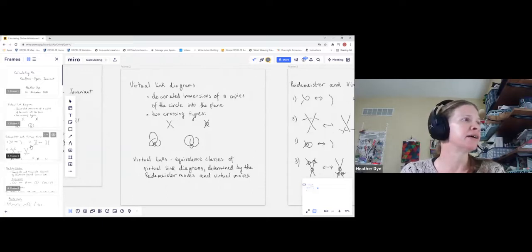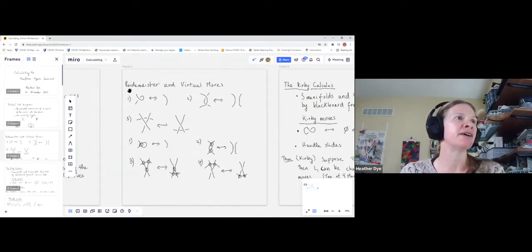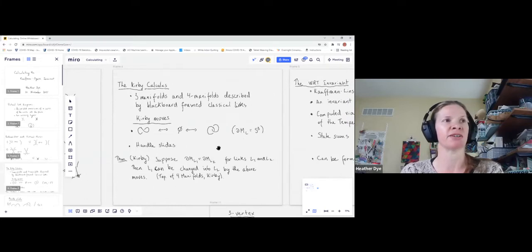So then we have our Reidemeister and virtual moves. You're all familiar with the first three moves. Those are the classical Reidemeister moves. And then we have our four virtual moves. In the work that we've been doing, we've been considering the Kirby calculus and sort of a special version of the Kirby calculus as well. But we'll just start with our review of the Kirby calculus.